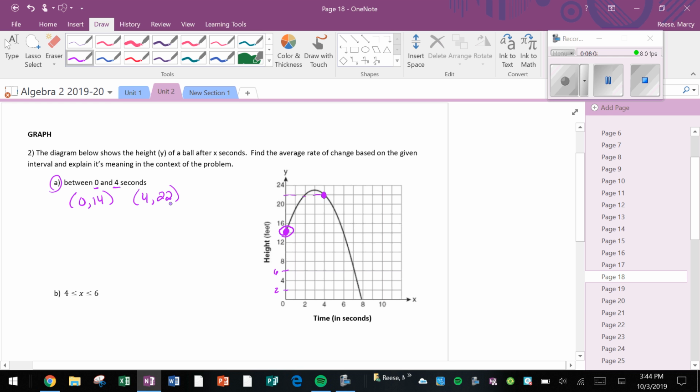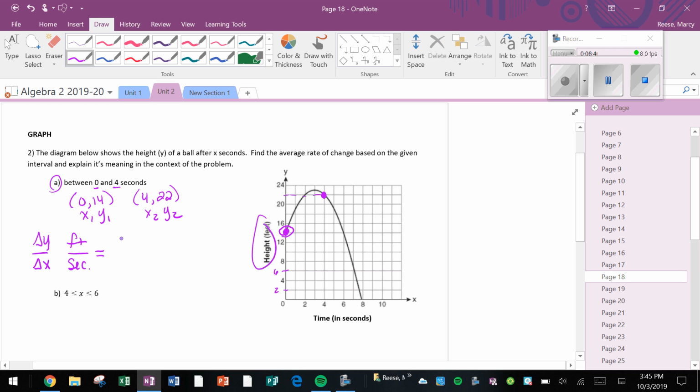(4, 22). Okay, I'm going to call this x1 and y1, x2 and y2. It's point 1 and point 2. I'm going to plug it in. Now notice what we're doing here. We're talking about change in y over change in x. Let's clarify this a little bit more now. The y is feet, the x is seconds, time. That's going to help us in our explanation if you write it like that, by the way.